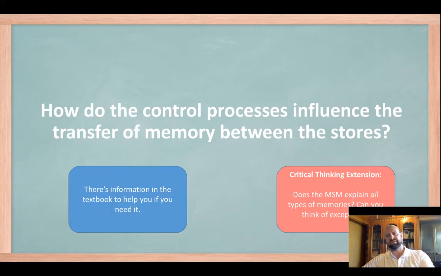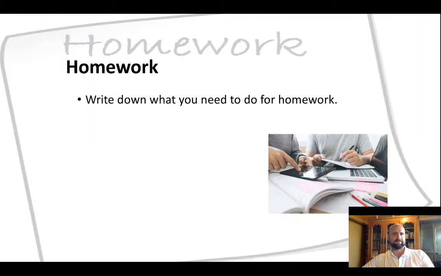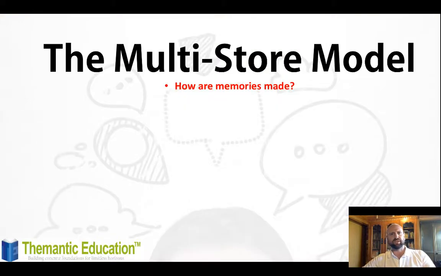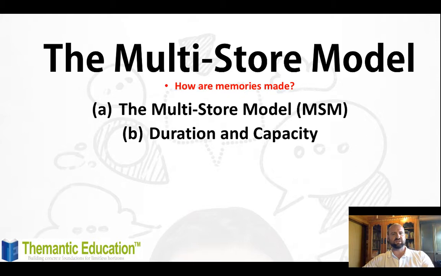And if they get ahead, they can look at whether this explains all types of memories, and think about the role emotion might play in that process. Then they can write down what they need to do for homework. An exit ticket could be an option: this is the first lesson of a unit, so maybe what are 3 things they're going to do to get better? That could be something they write down. Okay, the next lesson we're going to look at is duration and capacity. We look at Peterson and Peterson's study.